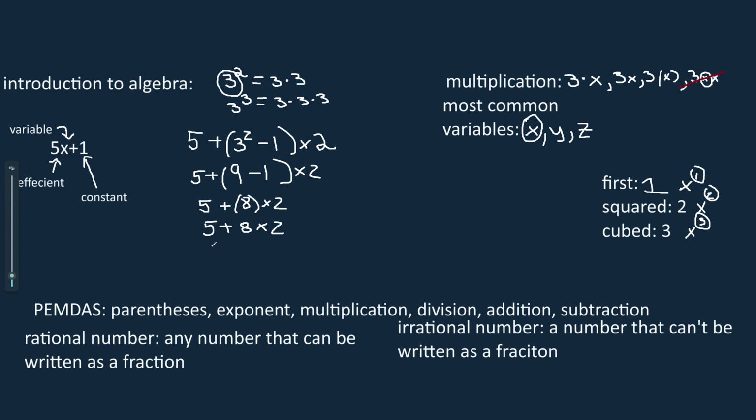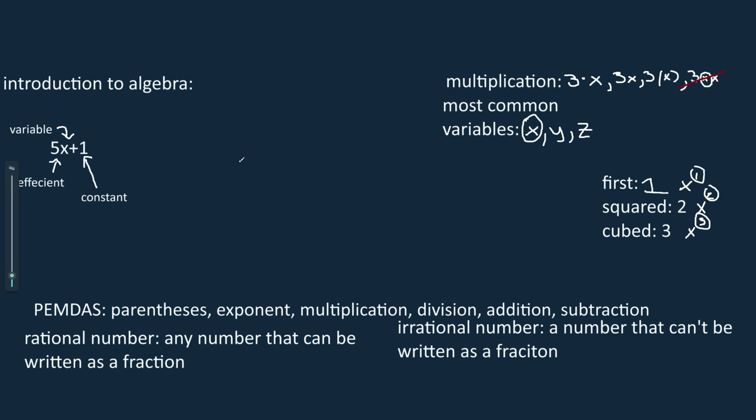And we now refer back to PEMDAS. What is next? Multiplication. So we do 8 times 2, which is 16. And 5 plus 16 is 21.